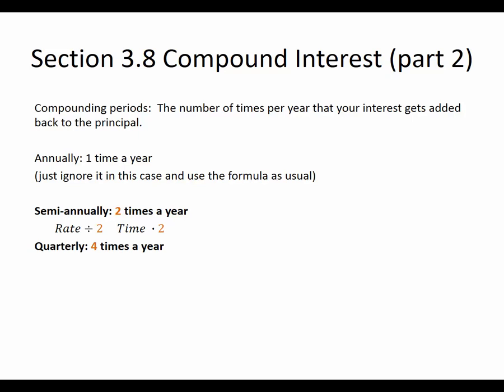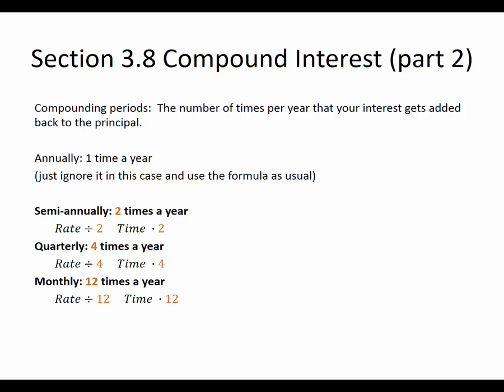Quarterly compounding, for instance, is 4 times a year. So if something happens 4 times a year, well, that means you would divide the rate by 4 and multiply the time by 4. Quarterly compounding, that's what you'll always do. Monthly compounding, well, monthly is 12 times per year since there's 12 months in a year, and that means you're going to take your rate and divide it by 12 and take your time and multiply it by 12.